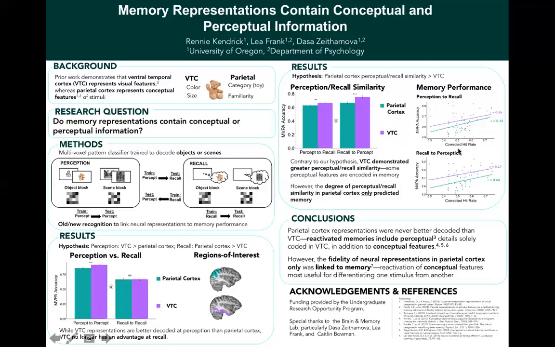I saw a significant correlation between similarity of representations and memory performance in parietal cortex only, indicating that although similarity of representations overall may be lower in parietal cortex compared to VTC, it directly relates to memory performance, whereas in VTC it does not. In conclusion, these findings demonstrate that reactivated memories contain both conceptual and perceptual information.